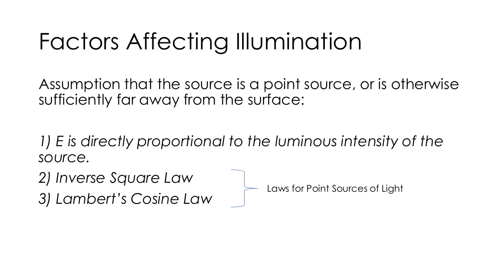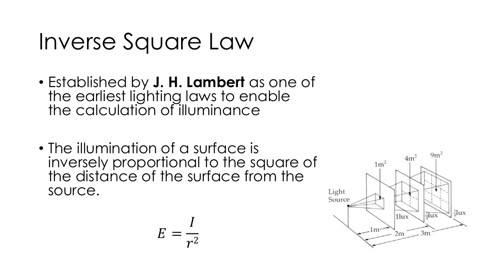We have already said this, but I'm just emphasizing. This slide is just to emphasize what we have just learned so that we can remind ourselves. This is a summary of what we have learned. Factors affecting illumination: the assumption is that the source is a point source, or otherwise sufficiently far away from the surface. So E is directly proportional to the luminous intensity of the source, and then the inverse square law and Lambert's law, you can see them there. We have already talked about them.